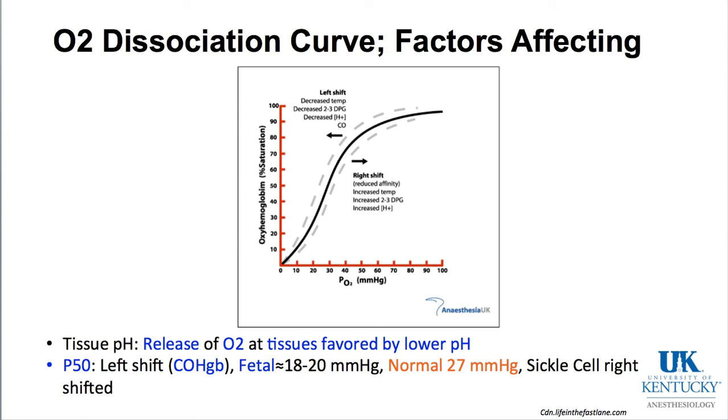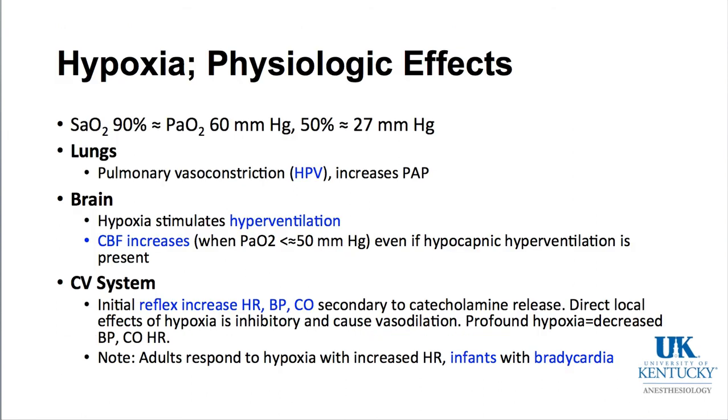Now, things that shift to the left versus things that shift to the right. Left shift: carbon monoxide, fetal hemoglobin has a P50 of approximately 18 to 20. This is good because it wants to grab onto oxygen from the mother, who has a little bit above normal P50s, so she wants to release it to the fetus. Normal being 27, pregnancy a little bit increased, and sickle cell and other hemoglobinopathies can actually have a right shift of the oxyhemoglobin curve above a P50 of 27.